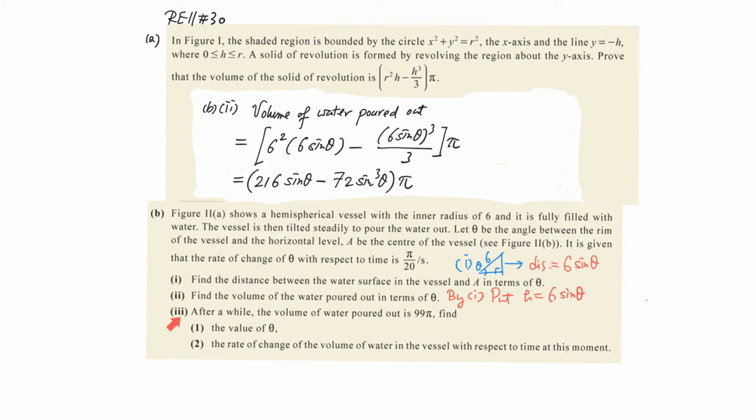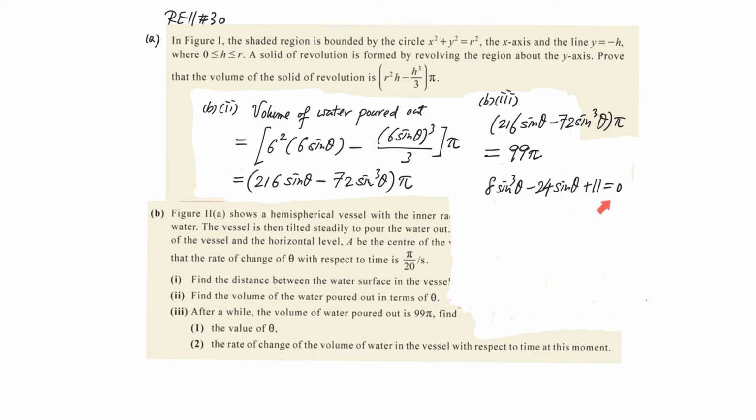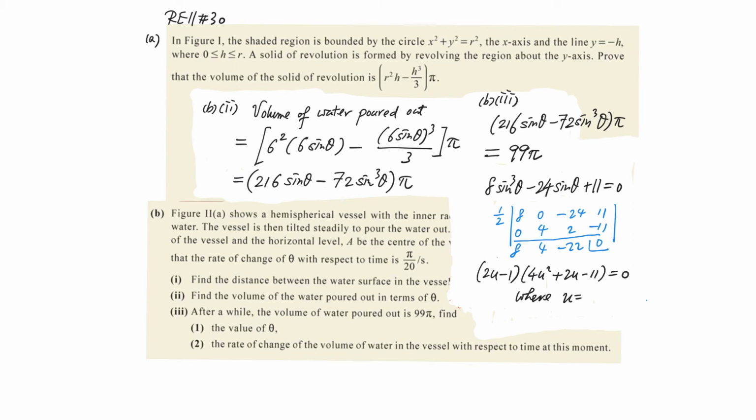Okay, part 3. So the volume poured out is 99 pi. What is the value of theta? Just solve the equation like this. Rearranging the terms, use synthetic division or else factorize this expression, resulting in (2u minus 1)(4u squared plus 2u minus 11) equals 0, where u equals sine theta.